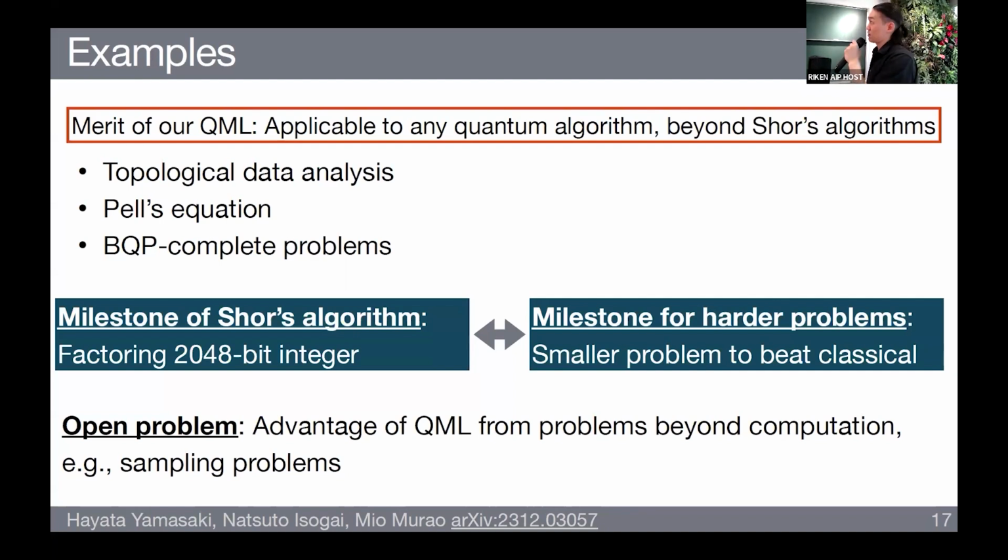By contrast, we can use various different computational tasks to demonstrate the advantage of quantum machine learning. For example, if we consider a milestone for a problem that is harder for classical computation, then maybe a smaller problem size can be used to beat any classical method for the corresponding learning tasks. So the open problem is that it's still unknown which problem we should use to really demonstrate this kind of advantage of quantum machine learning. It will be an exciting opportunity to take a look at concrete problems in more detail.